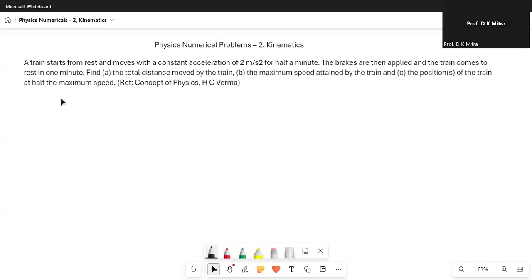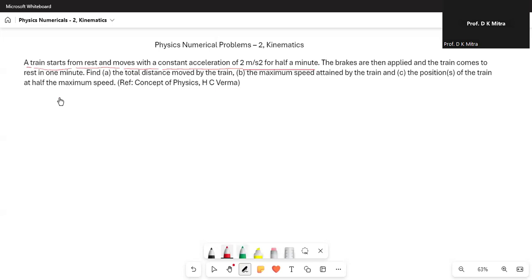Let's take another problem. It says that a train starts from rest and moves with a constant acceleration of 2 meters per second square for half a minute. I always advise my CAT students to make a diagrammatic representation as much as possible. That makes understanding the problem clearer.